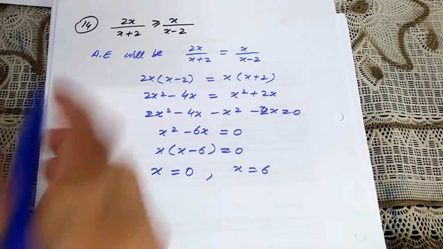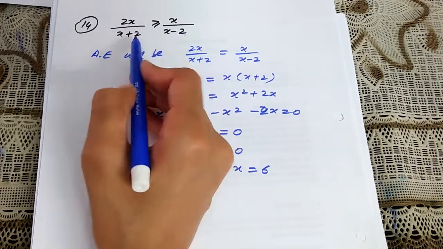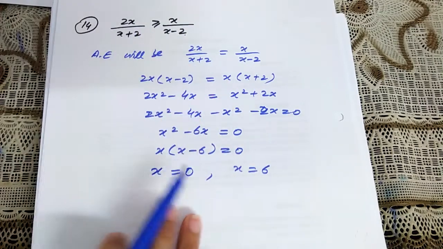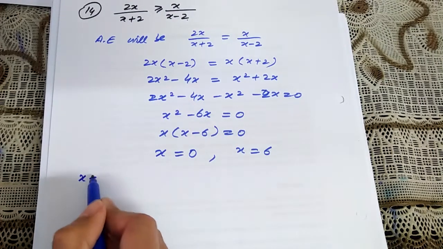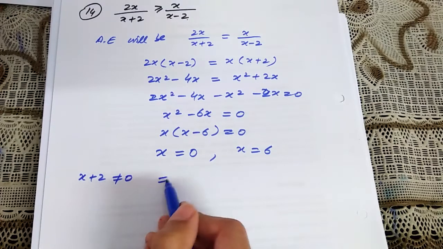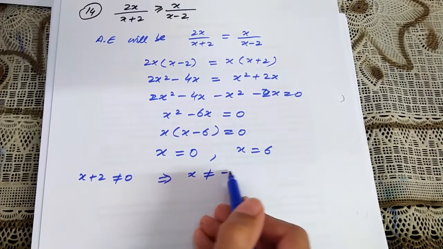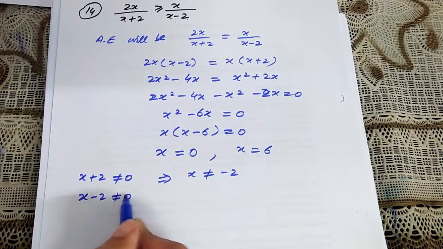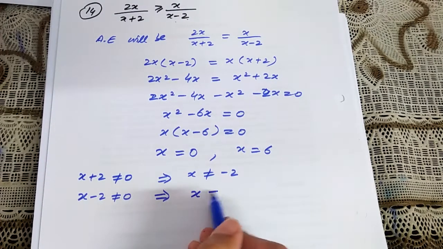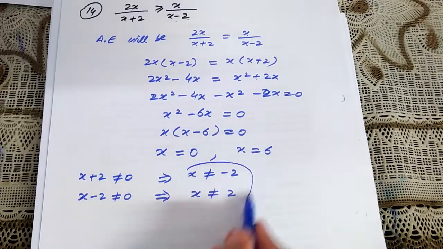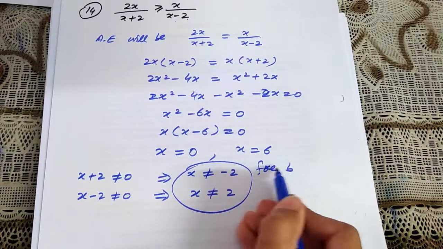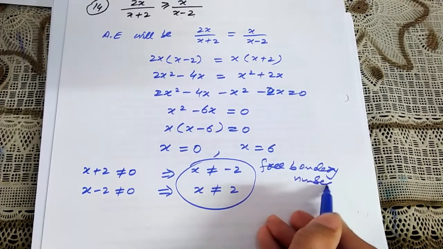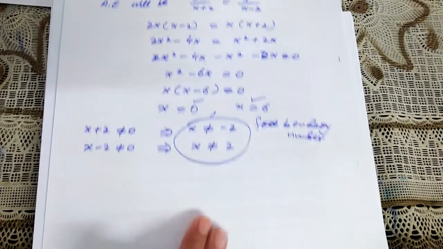One more thing, we can get the free boundary numbers out of this because we have fractions and the denominators cannot be equal to 0. It means x plus 2 cannot be equal to 0, which gives x cannot be equal to minus 2. And x minus 2 also cannot be equal to 0, so x cannot be equal to 2. So these are our free boundary numbers, and these 2 points are our main boundary numbers.